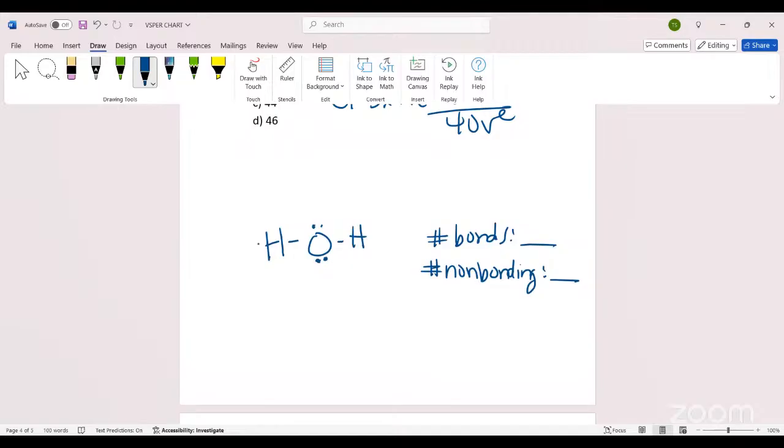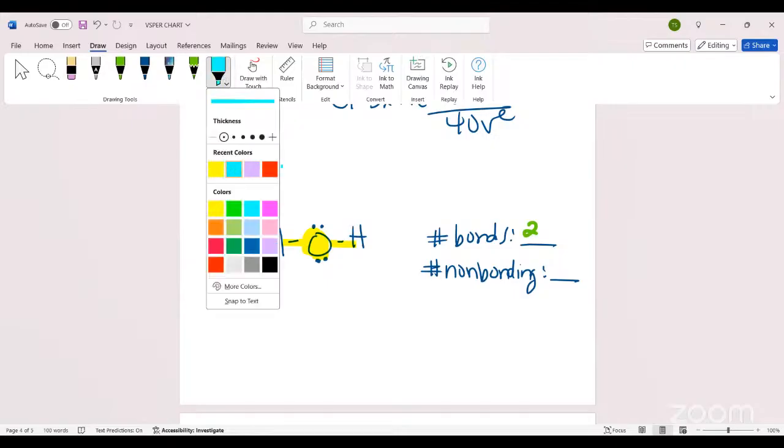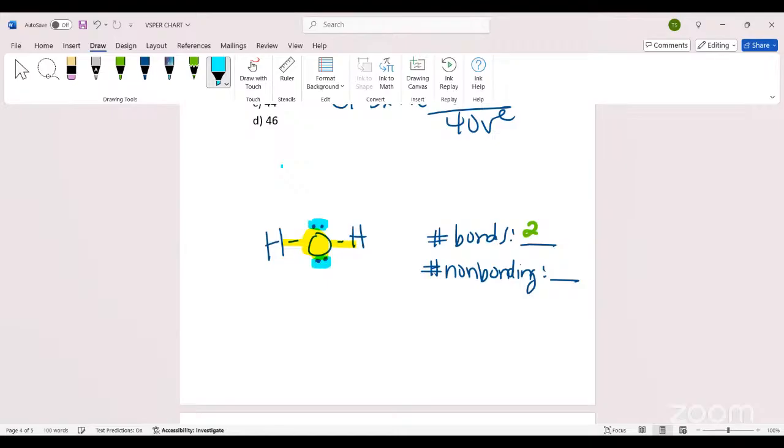Now, my question for you is, how many bonds are attached to the element in the middle? How many bonds are attached? There's 1, 2. All right. There are 2 bonds attached to oxygen. Next question. How many non-bonding pairs of electrons do you see? How many pairs? Still 2, right? Okay.